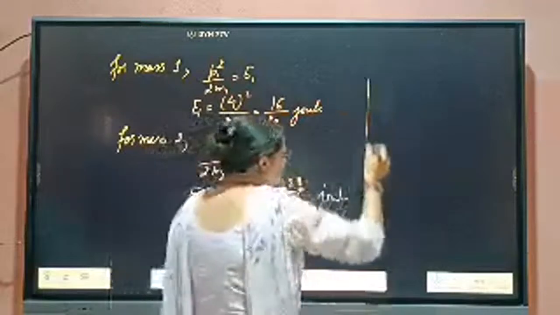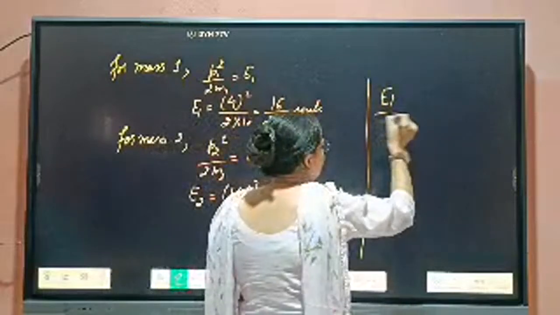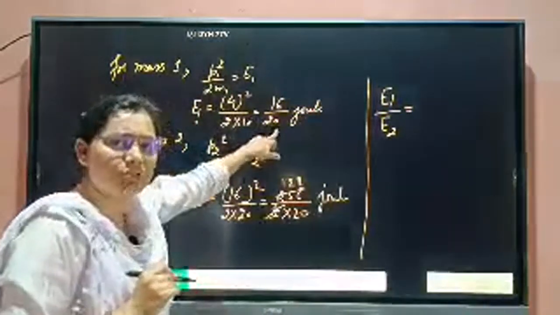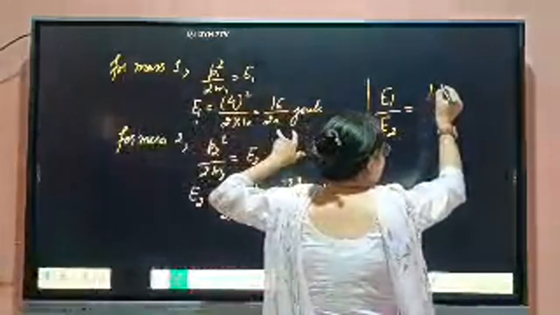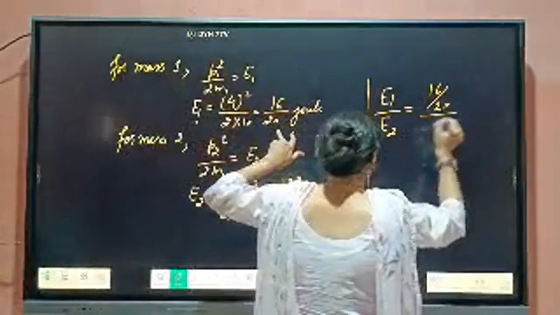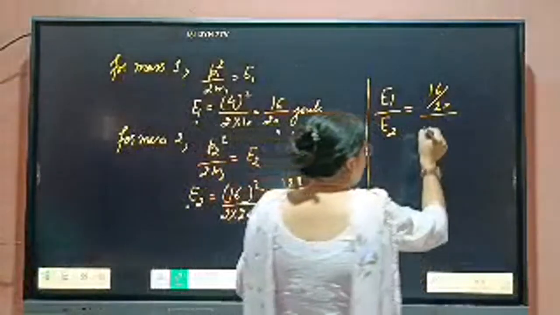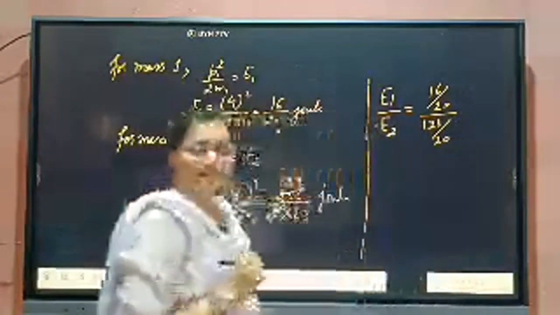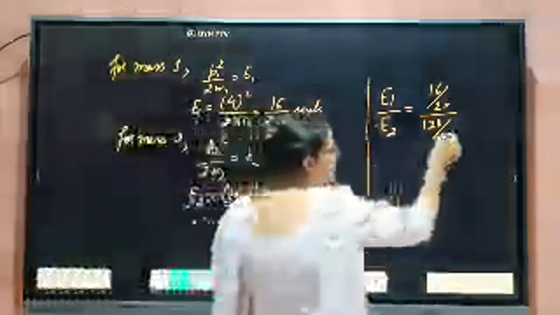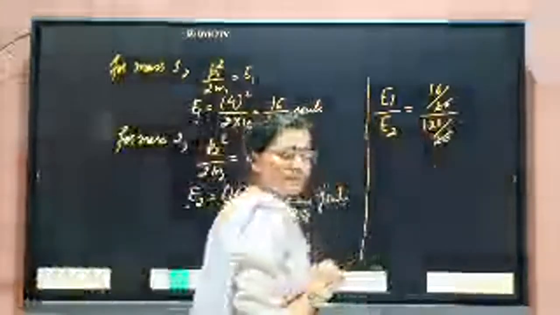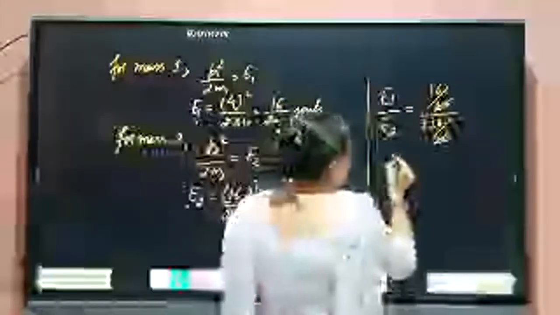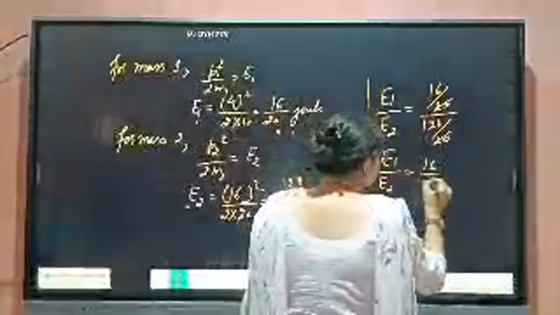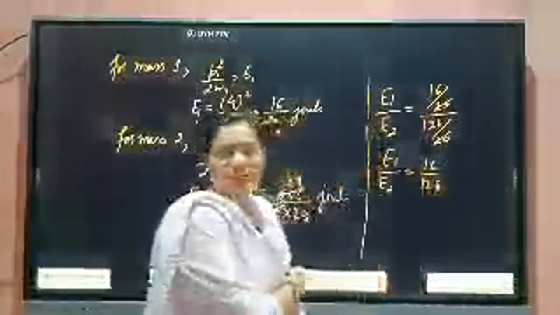ratio. So if we take the ratio, then E1 by E2, our E1 value came 16 by 20, so here we can write 16 by 20 divided by E2 equal to 128 divided by 20. Clear? When we take the ratio, 20 will cancel out with 20, that's why we keep it as it is only. So E1 divided by E2 equal to 16 by 128.